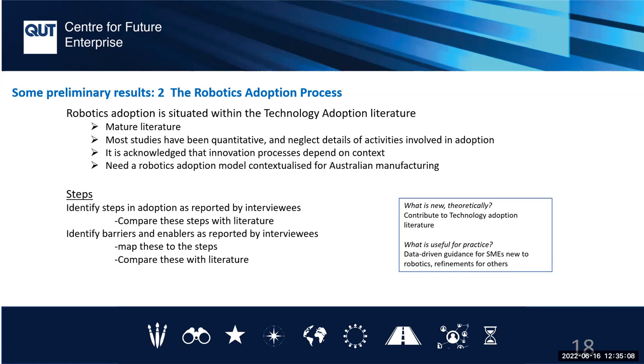So the steps were to look in our data and see what steps of adoption come out, and compare that with the literature. Then look at barriers, and then facilitators. We tried to use facilitator instead of enabler to avoid confusion. Then compare those with the literature and map them to the steps. So let me show you what we got. That's the theory perspective, creating new theory, but also practice value to people who want to engage.